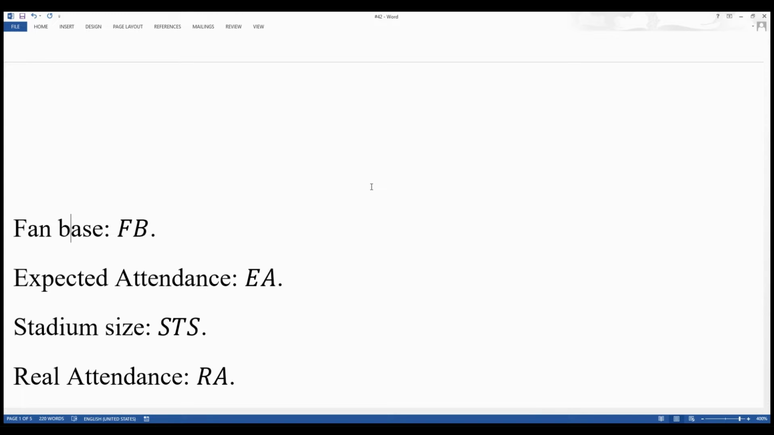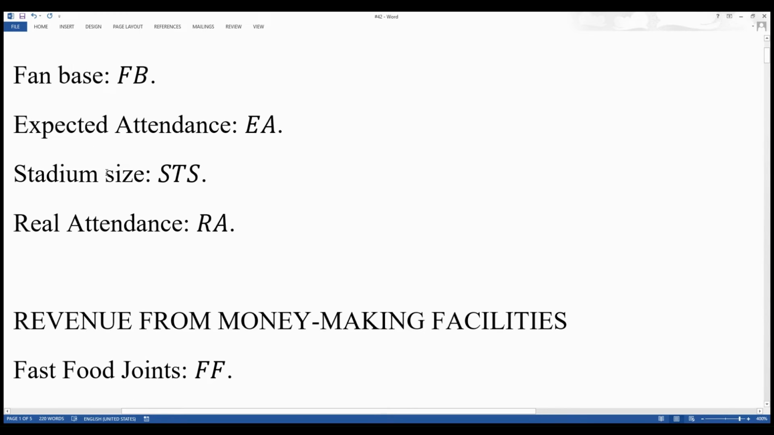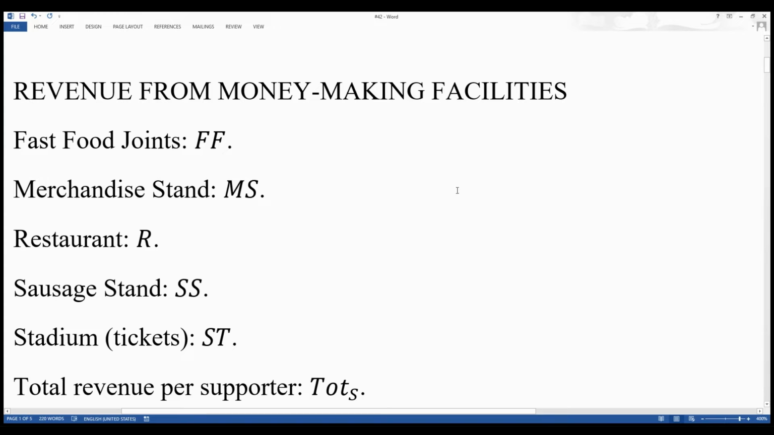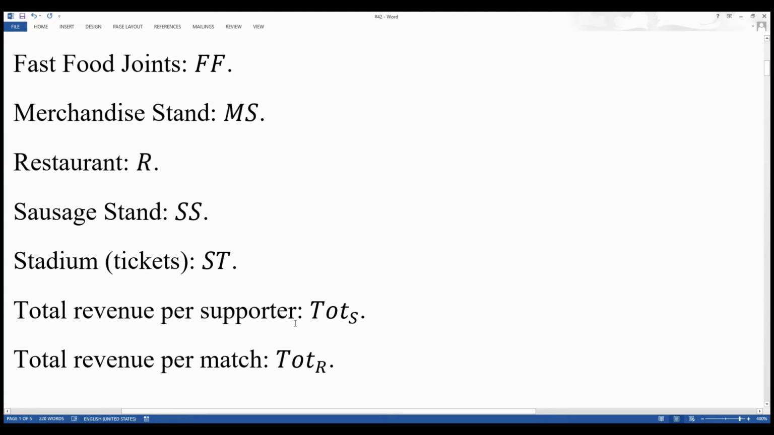We have a couple more variables we need to define related to the money making facilities. They will show us the revenue we make from each facility. They are the fast food joints, represented by FF, merchandise stand, restaurant, sausage stand, and the stadium. Here in the stadium is how much each supporter pays per ticket. Then we have the total revenue we make per supporter, which is this variable, and the total revenue we make per match. Now let's see how to calculate some of these variables.